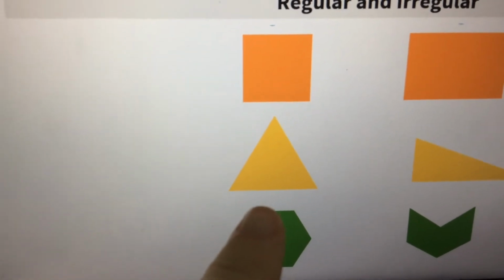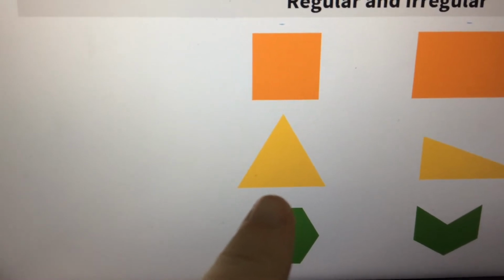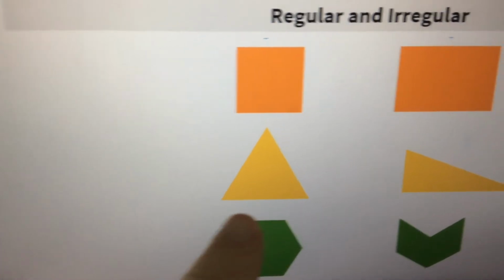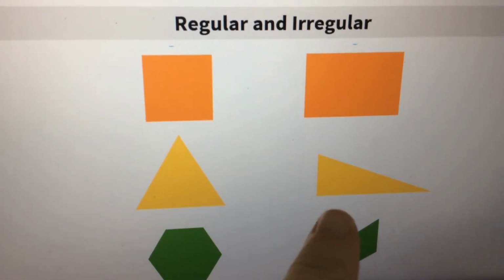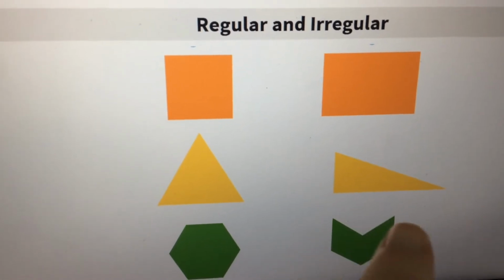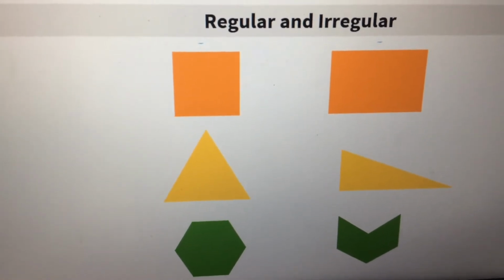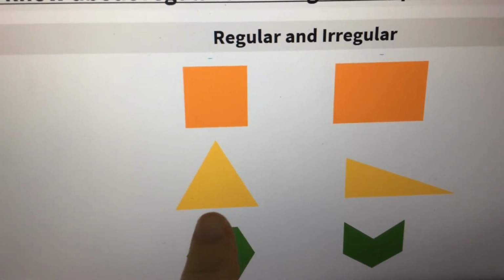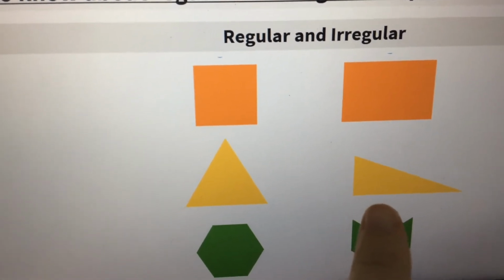Let's have a look at the triangles. So this triangle, we came across this yesterday. This is an equilateral triangle. And all the angles are the same, which is 60 degrees. And the length of the sides will be the same. This is a different type of triangle. And you can see that the sides are not the same length and the angles are not the same either. Okay, so this makes this shape a regular triangle and this is an irregular triangle.